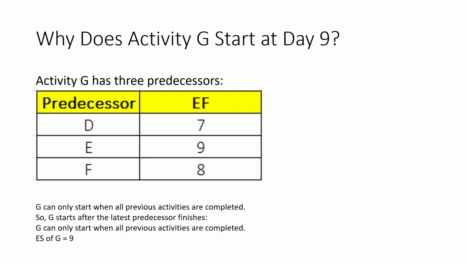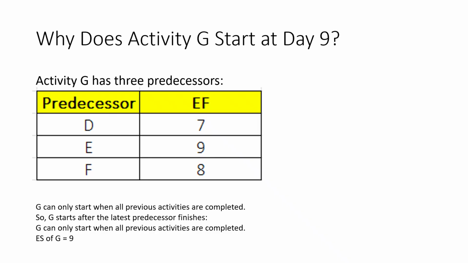This slide explains why activity G starts at day 9. Activity G has three predecessors, D, E, and F. Activity D finishes at day 7. Activity E finishes at day 9. Activity F finishes at day 8.